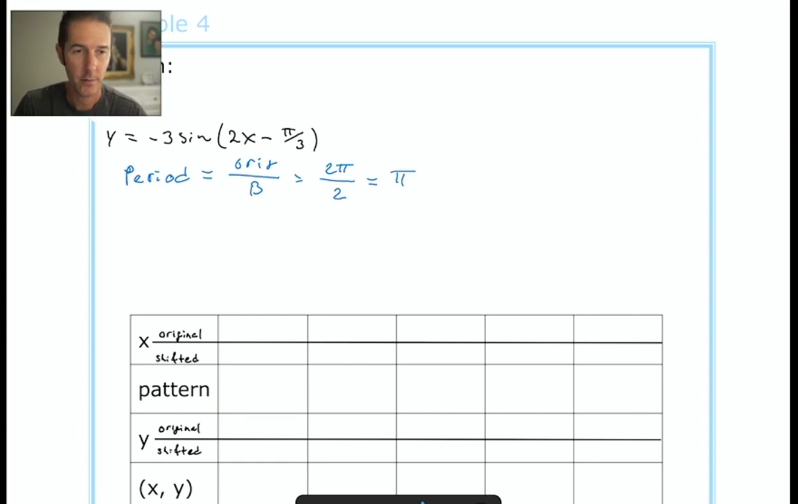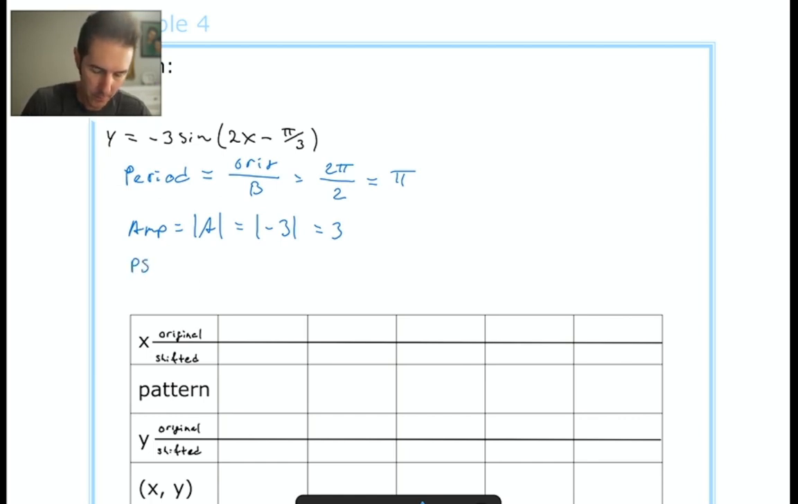So the period is getting compressed. Oh, it was a 2 in the previous problem. I was thinking it was a 1/2. No, it was a 1/2 because we went to 4 pi. Perfect. So we have a compression this time, a horizontal shrink. The amplitude is equal to the absolute value of our a value, which here is the absolute value of -3, which is equal to +3. So we're going to get a vertical stretch, and we're going to get a reflection over the x-axis because of the negative.